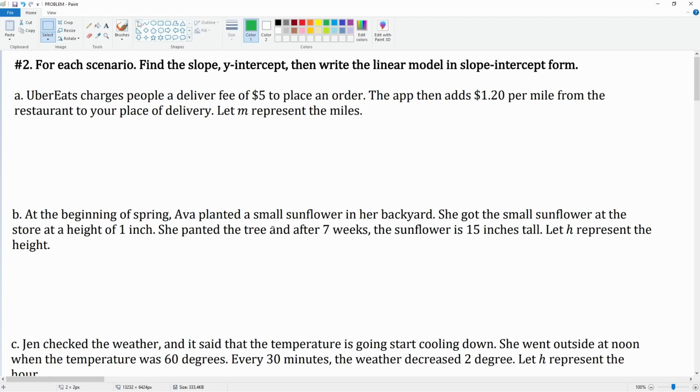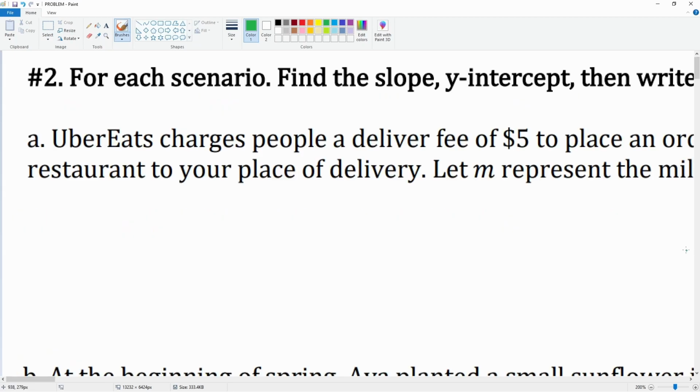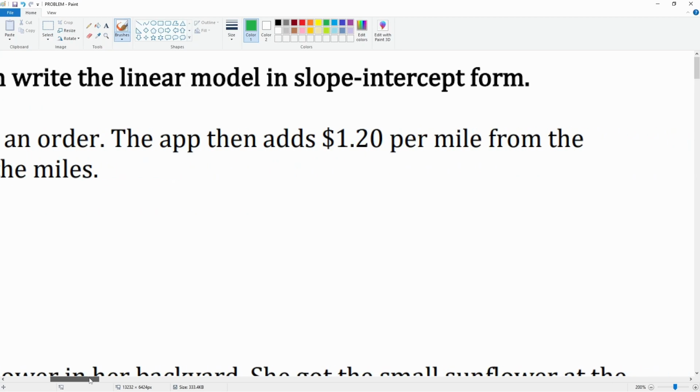It says, charge the people delivery fee of $5 to place an order. The app then charged $1.20 per mile. Here, the word per gave it away. It's per mile, so this is actually the slope. M is equal to 1.20.